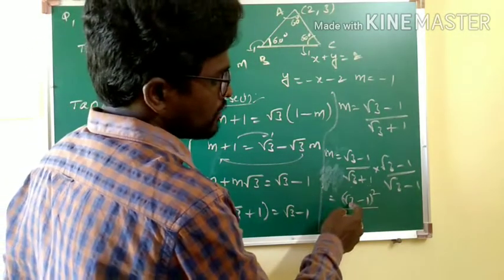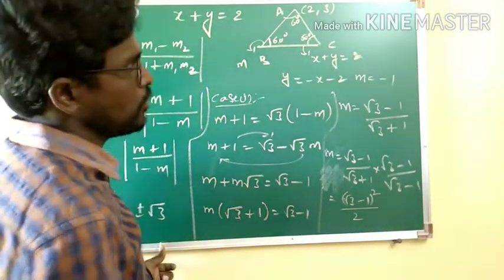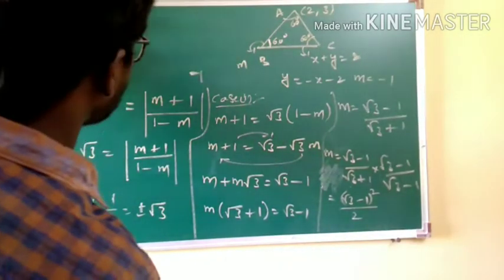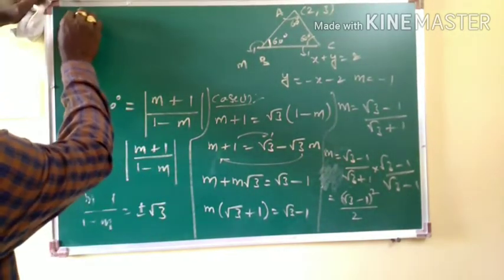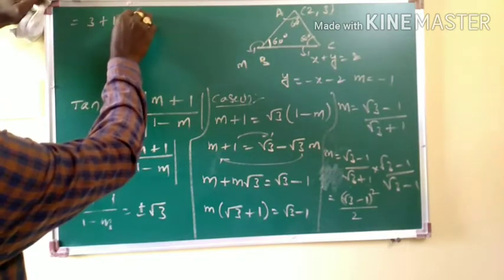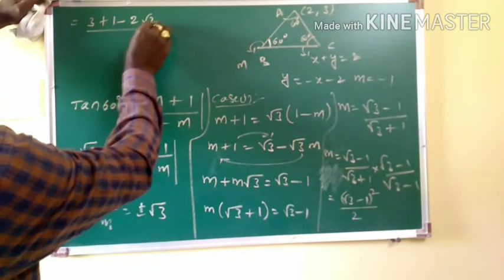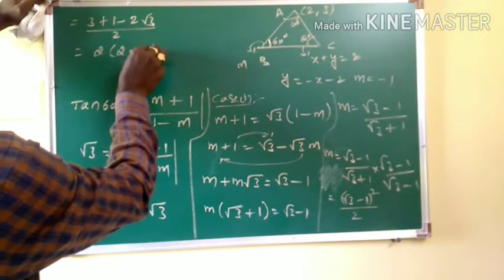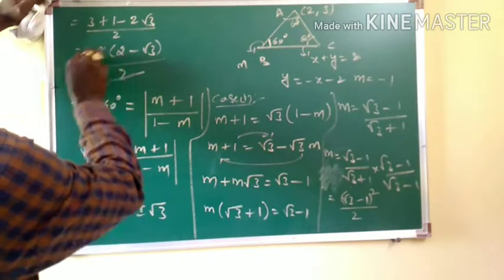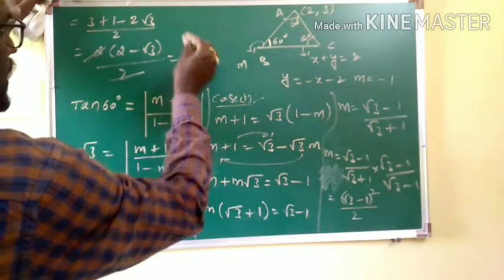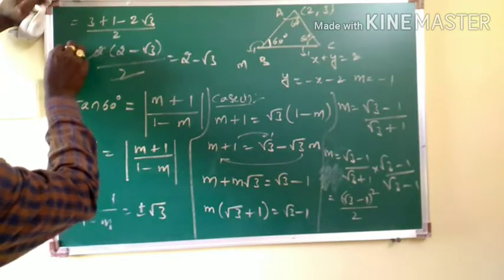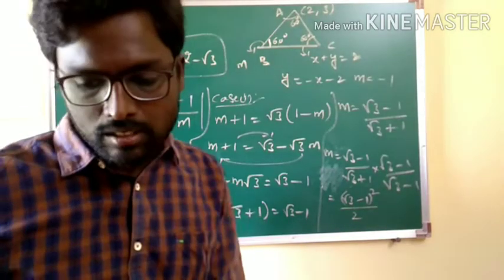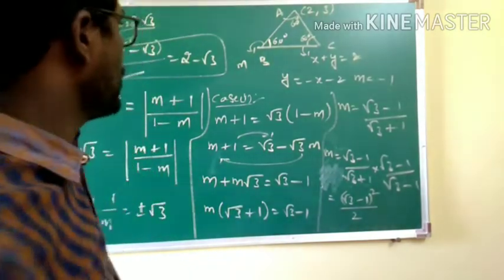So if you expand this root 3 minus 1 whole square according to A minus B whole square formula, what we will get here finally? Here we will be getting root 3 square, that is 3, plus 1 minus 2 root 3, by 2. 3 plus 1, 4 minus 2 root 3. 2 is a common factor. 2 minus root 3 by 2 gets cancelled. So in one case we have got slope as 2 minus root 3. What is one case? In one case the slope of the line is going to be 2 minus root 3.